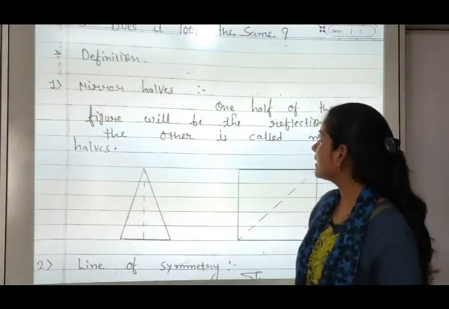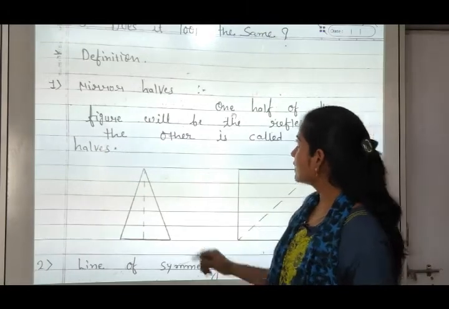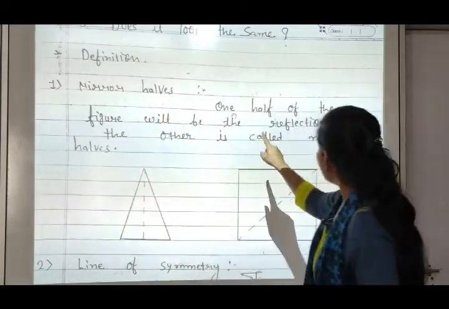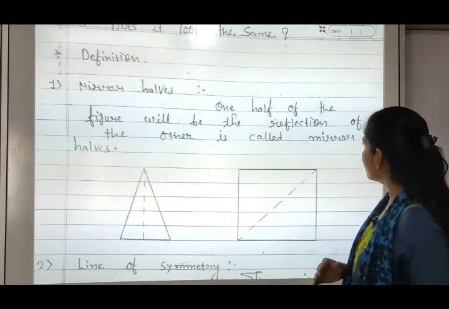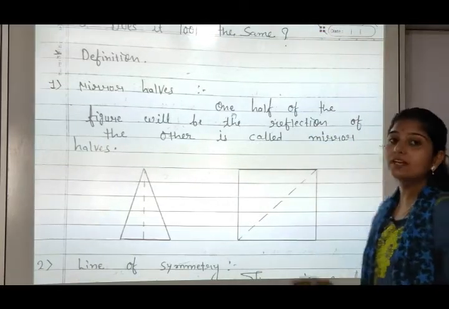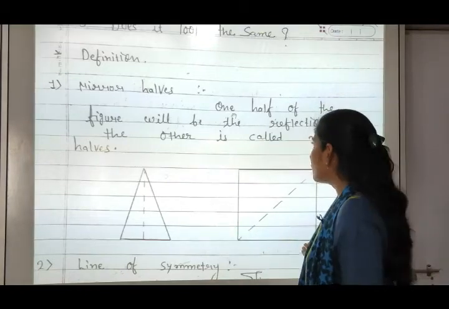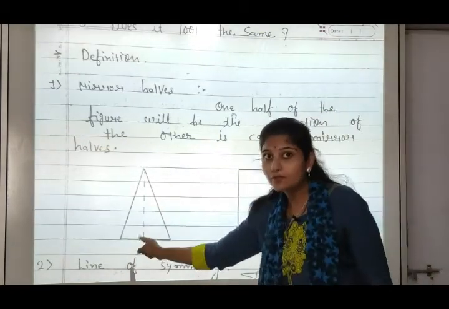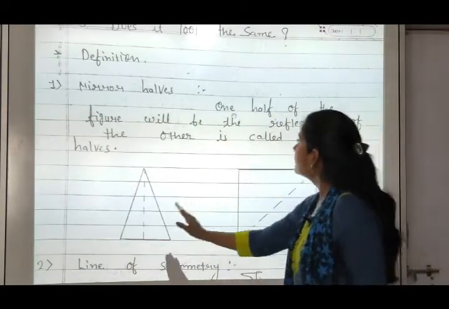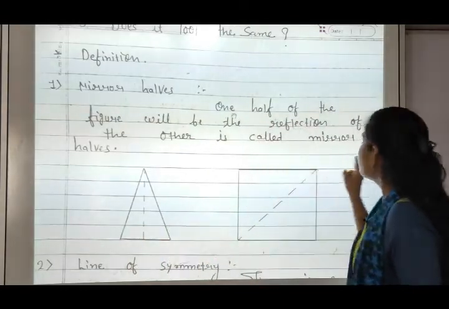First of all, we are going through the definitions. First one is mirror image. One half of the figure will be the reflection of the other half, which is called a mirror image. You can see the example of the triangle and square. I repeat, one half of the figure will be the reflection of the other.